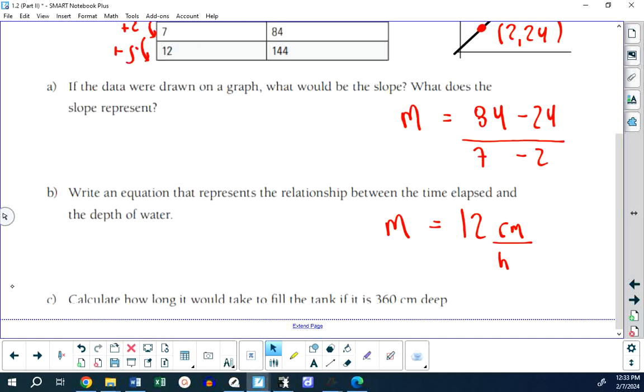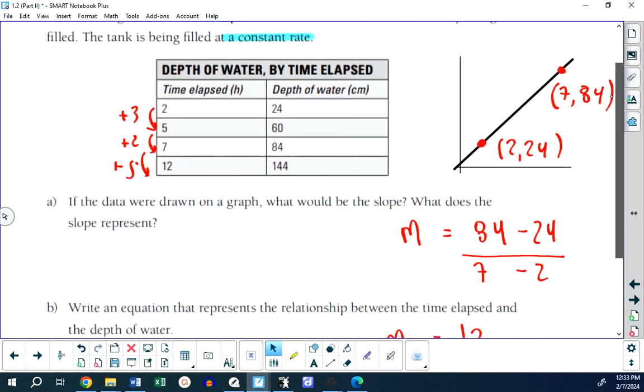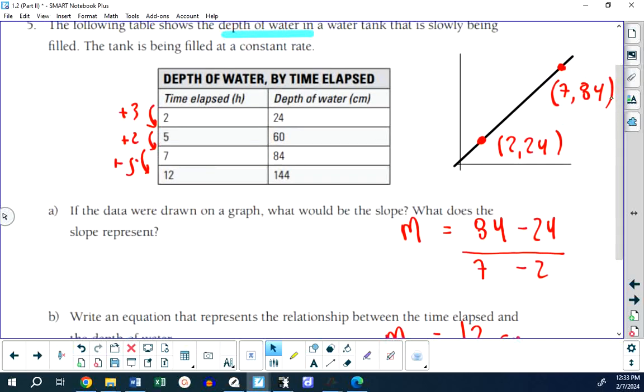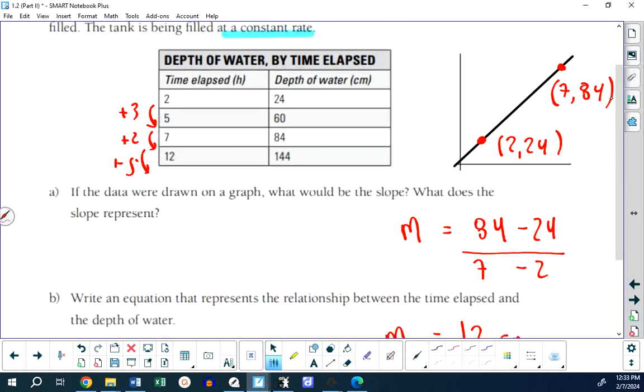What's the equation? This is the new part. You know what the equation is? What's on our y-axis? Depth, let's call that d. Time, let's call it t.